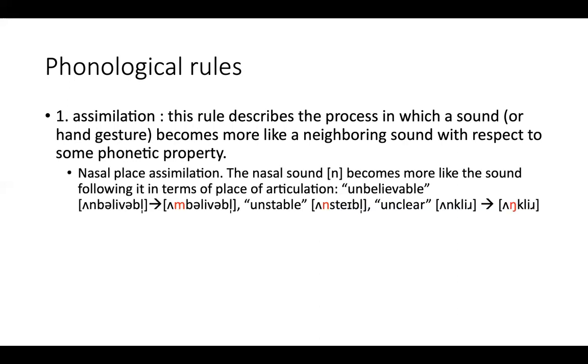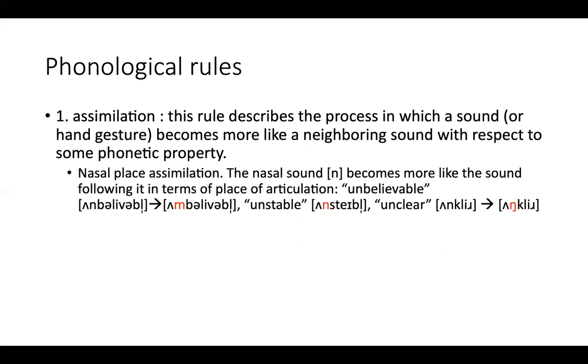An example of this is nasal place assimilation. This rule describes how the nasal sound n becomes more like the sound following it in terms of its place of articulation. So instead of pronouncing unbelievable with an n, we usually pronounce it with an m. And so the nasal n becomes m in terms of place of articulation because the consonant after it is a bilabial sound. And so the alveolar nasal becomes the bilabial nasal.